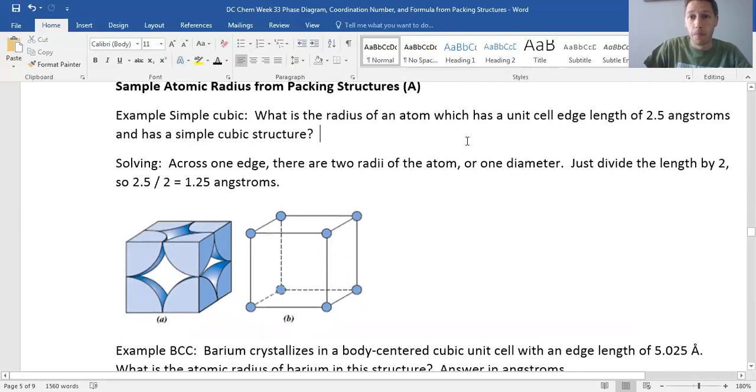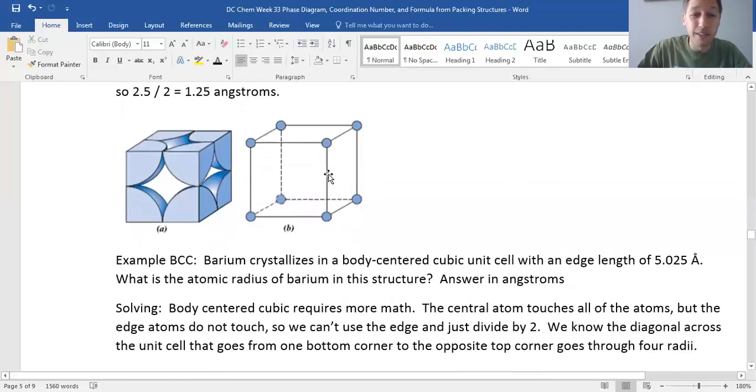So what we're saying is the edge length of the unit cell is 2.5 angstroms. So from one corner to the adjacent corner is 2.5 angstroms. What's the atomic radius? Well, if you look at the picture of how these things pack, every atom in the corner touches the other atom in the corner. So we have a continuous path that's always touching an atom from one corner to the next corner. So to find the actual radius, we just divide by 2 because from one corner to the next adjacent corner, we have 2 radii. So 2.5 divided by 2, 1.25 angstroms. That's not too bad, actually.